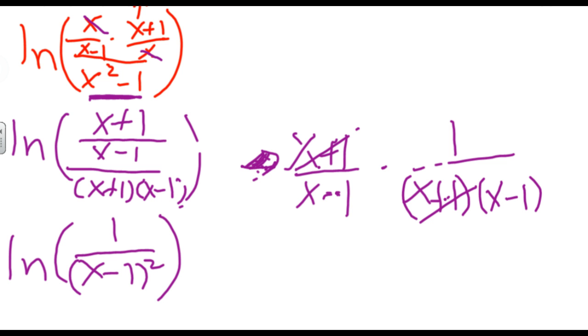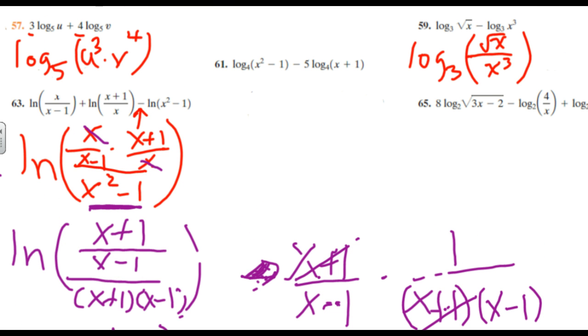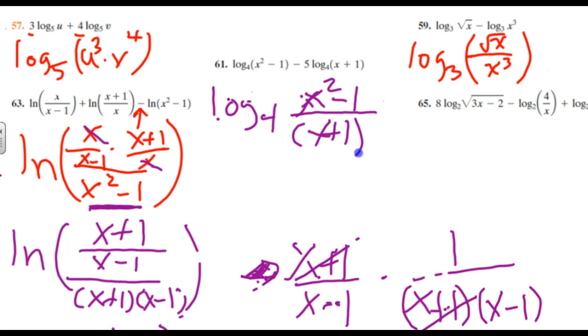Okay, the next problem that we want to look at is going back to 61. This one will be the log base 4. Because this is a subtraction, I'm going to have a fraction of x squared minus 1 on the top over x plus 1 to the fifth on the bottom. Okay? And we'll call it a day on that one. All right, you could simplify, but I won't require you to simplify that problem.